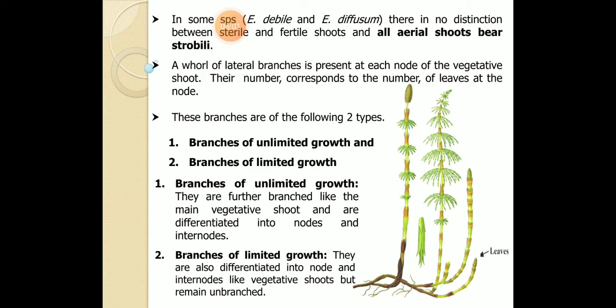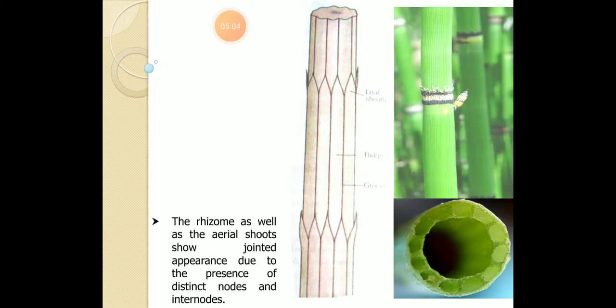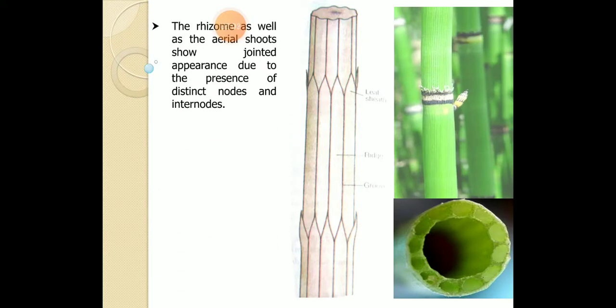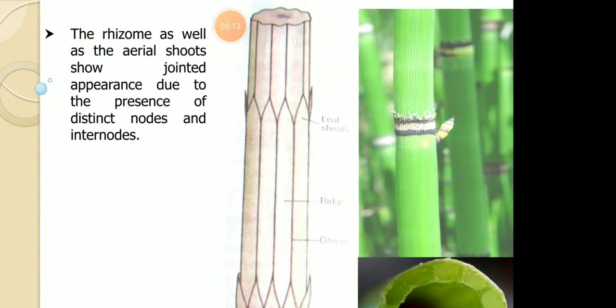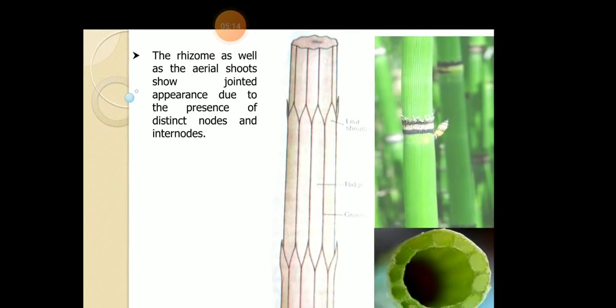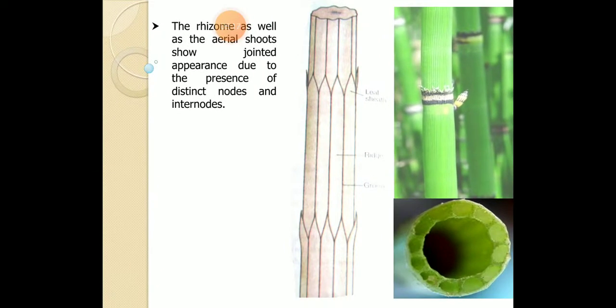That's why they are called branches of limited growth. This is the complete structure of the nodal and internodal region. You will find ridges and furrows in the stem region, and the nodal region consists of the sheathing leaf bases.